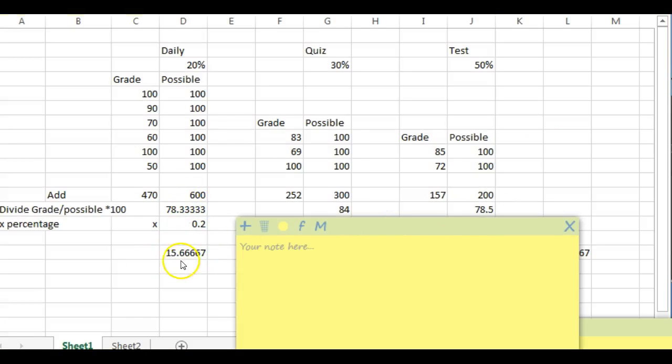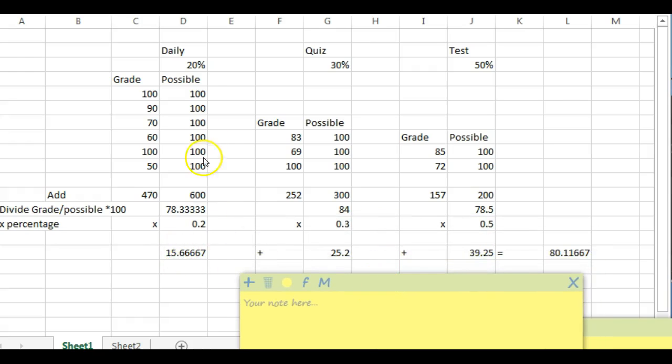So this is the points coming from your daily. I took the daily average here and I multiplied times the percentage that was daily, and that gives me the daily part. We do that for each one of these. So here's the points coming from daily, here's the parts coming from quiz, and here's the parts coming from test. And then they add these three up for your final average here.